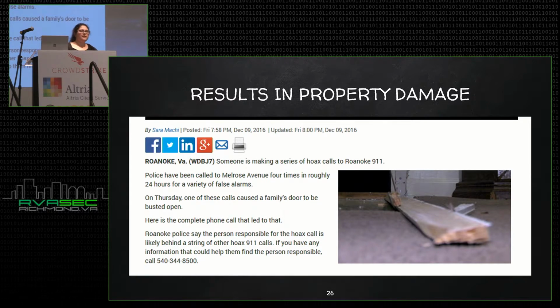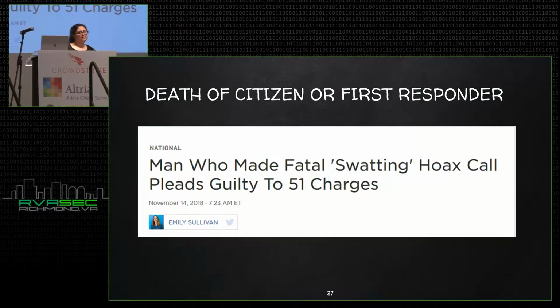However, it can result in death of a first responder or a citizen, in this case in Wichita, where it was over less than $5 and Call of Duty. And he said, I'm going to SWAT you. And the other guy said, yeah, here's my address. And he gave an old address. Some poor guys are sitting watching TV. The cops swarmed. He comes out, makes a hand gesture that someone didn't like, and he's dead. All over Call of Duty.